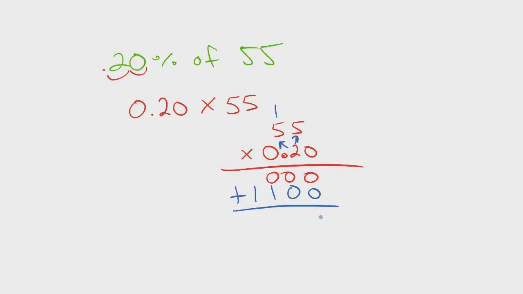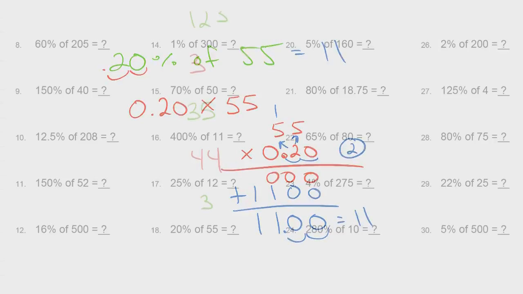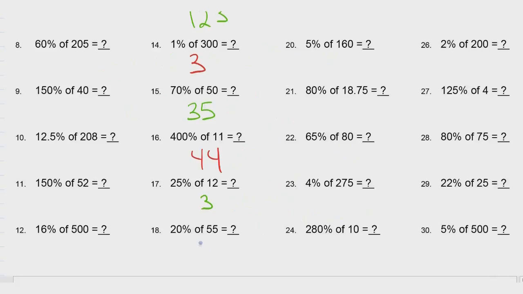We add this together. We get 0, 0, 1, 1. We needed to move the decimal, so we have 2 digits to the right of the decimal. 1, 2. The answer is 11. The answer to number 18 is 11.